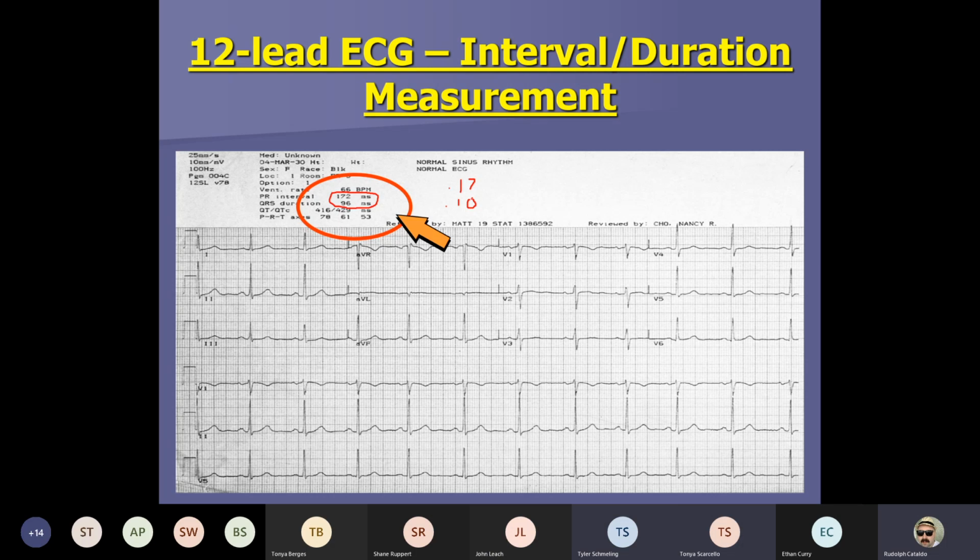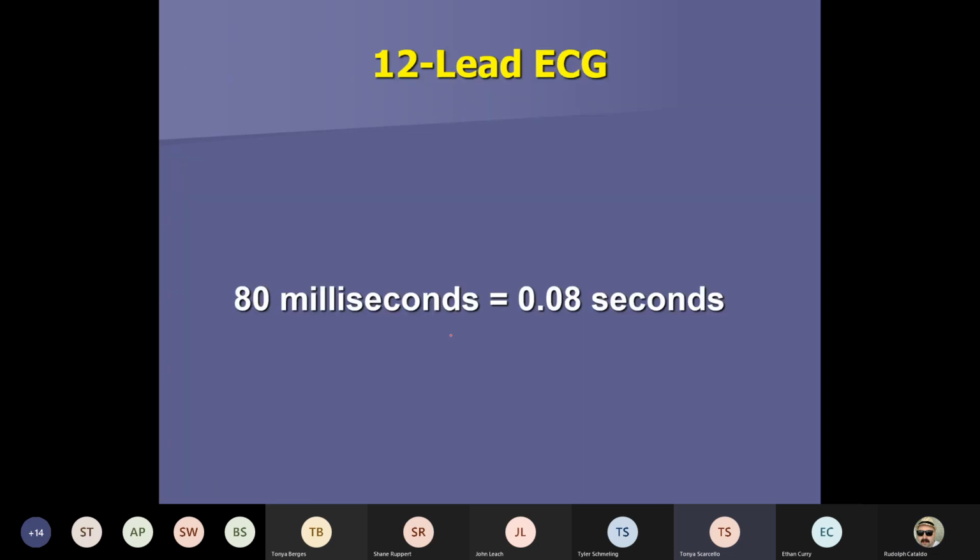What's my normal QRS range? 0.04 to 0.12. Nope, close. Generally 0.08 to 0.12 is our normal range. Okay, I read that wrong, sorry. So again, I'm within normal limits there, so nothing concerning jumps out to me. That's how you convert your milliseconds to seconds.